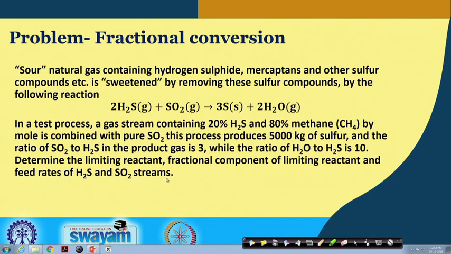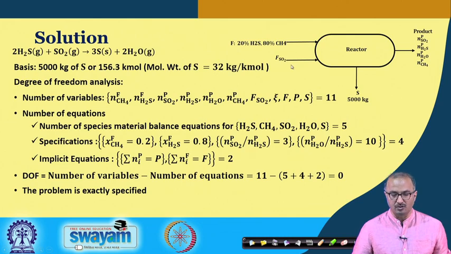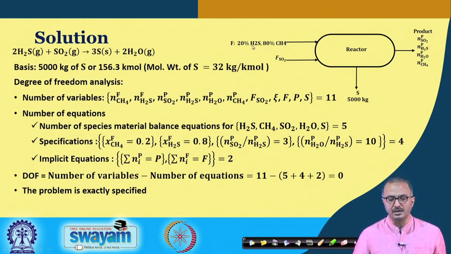For this, first we have the reactor here. In the reactor we are putting all kinds of raw materials. We have methane over here, and H2S plus SO2 we are feeding, and this SO2 is going to react with H2S, and the methane will come out without any reaction. On the product side we have methane plus H2S, SO2 and H2O. Some amount of unreacted H2S also comes out of the reactor, and here we have shown the solid sulfur separately.